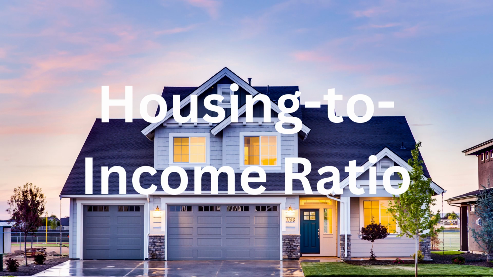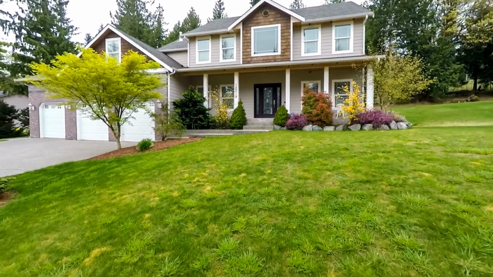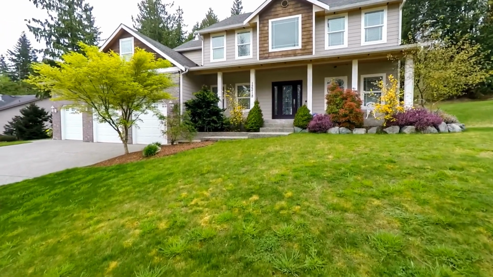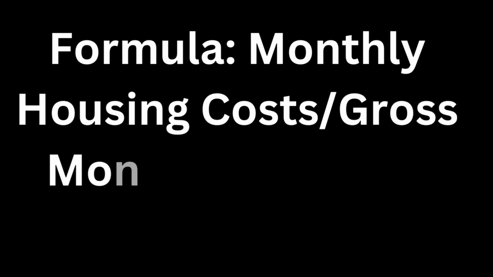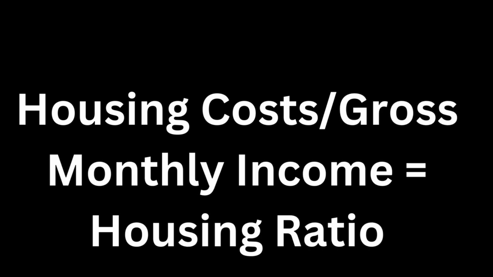Housing to income ratio. This ratio is vital to helping you understand how much you can afford to spend on your home, whether you buy or rent. Formula is monthly housing costs divided by gross monthly income is equal to housing ratio.